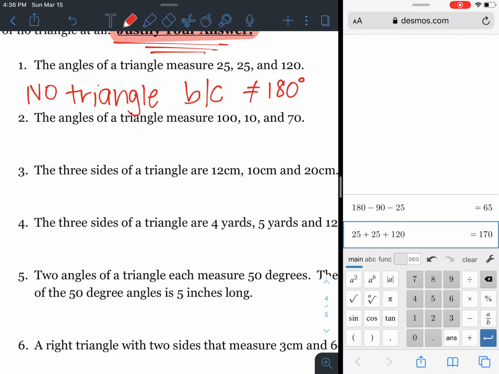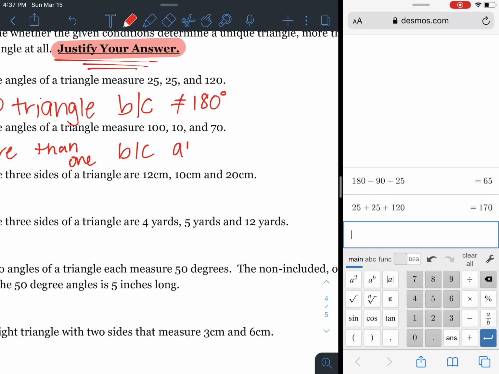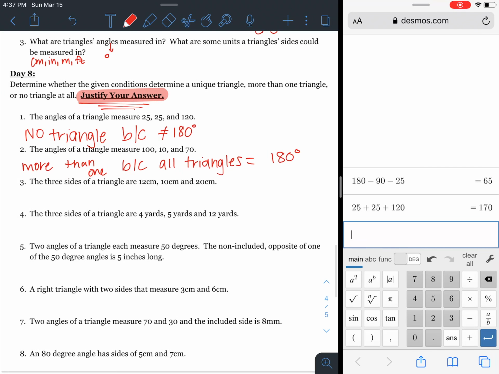Number 2, the angles of a triangle measure 100, 10, and 70. That one would be more than one because all triangles equal 180 degrees. So we can't specify what size this triangle would be. It could be 6 inches by 10 inches by 12 inches. We don't know. But they all equal 180. So it could be any size.